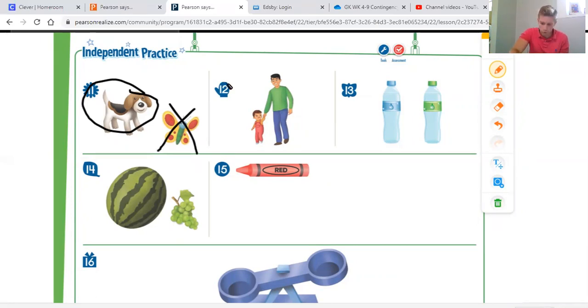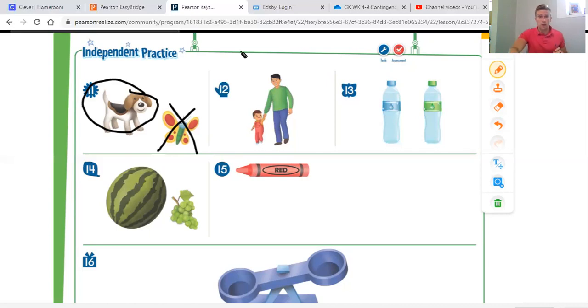Okay. What about number 12 here? Number 12 here has a dad and his kid, right? Circle the one that's heavier. X out the one that's lighter. If you are next to your dad, are you heavier than your dad? Are you heavier than your mom?